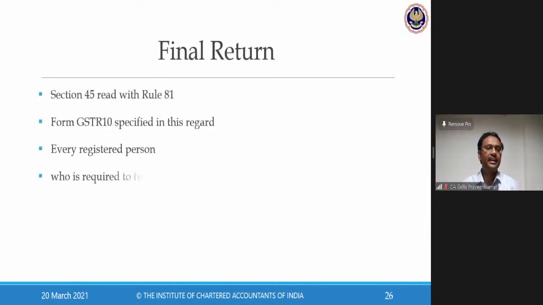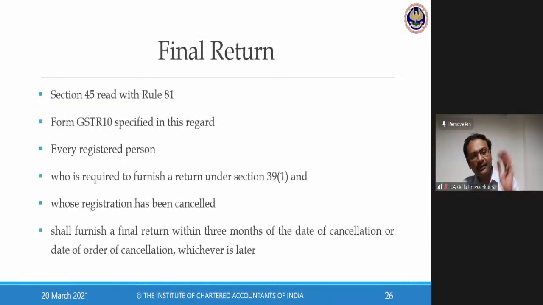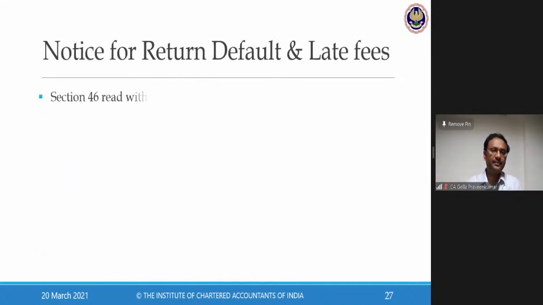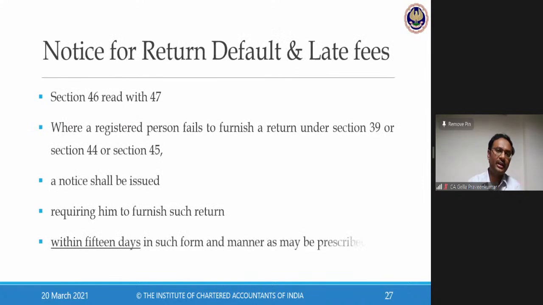Next, final return. Final return I have to file in my GSTR 10, where the registration of a person who is filing returns on a monthly basis has been cancelled. So if your registration is cancelled, you need to file a simple form called final return and then get away with your compliance.